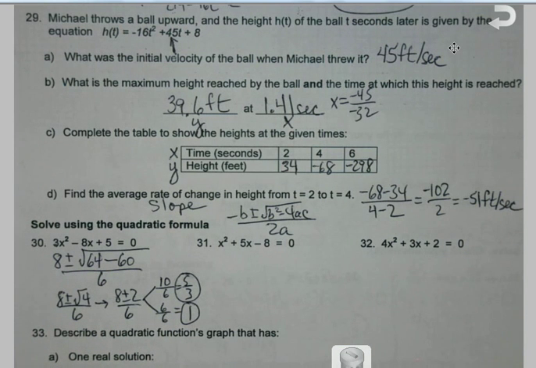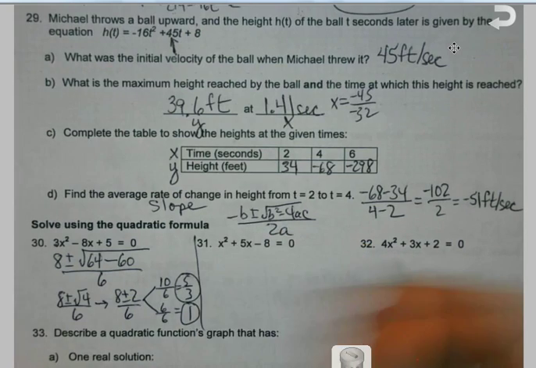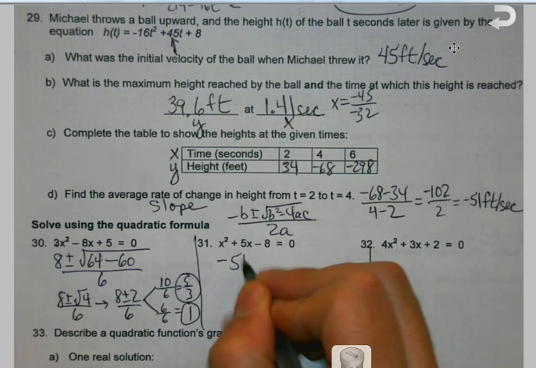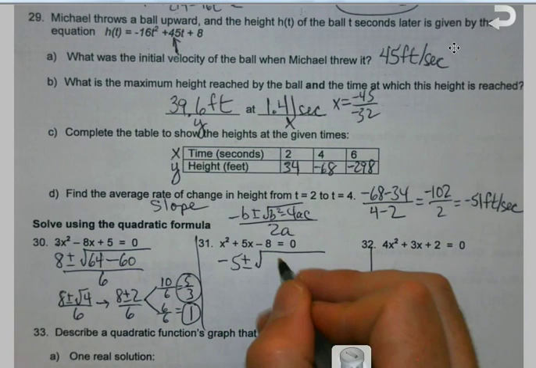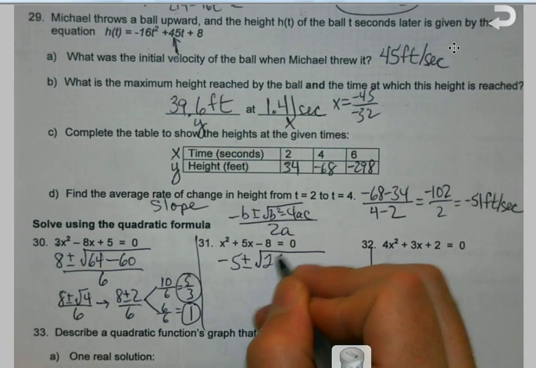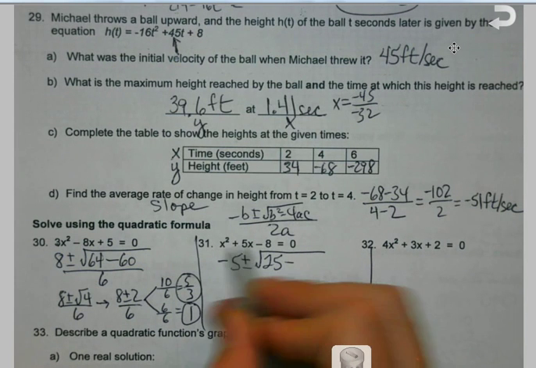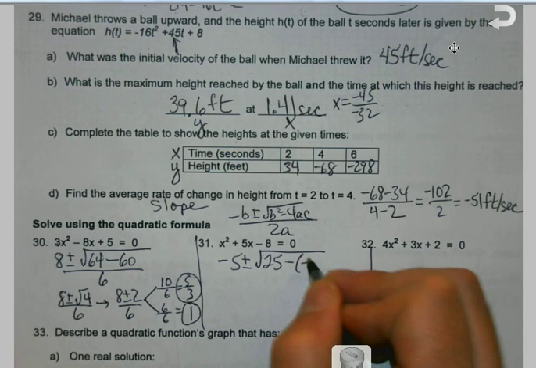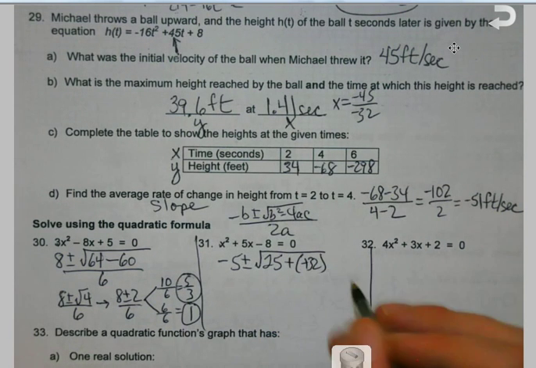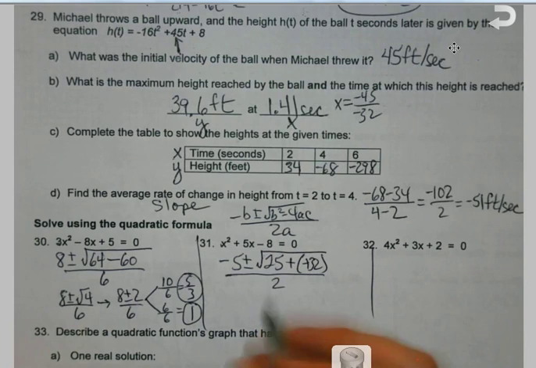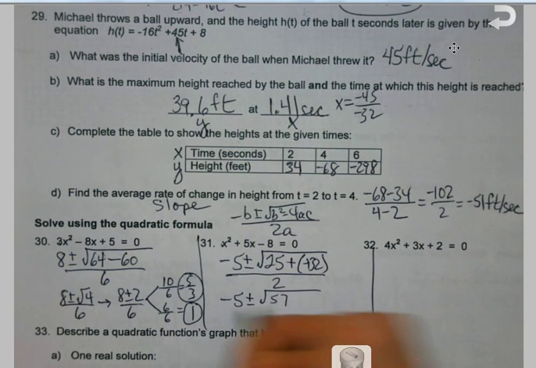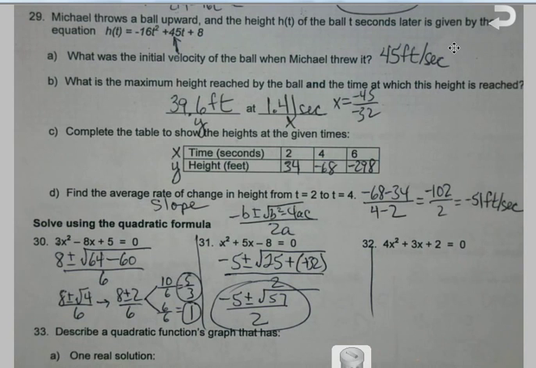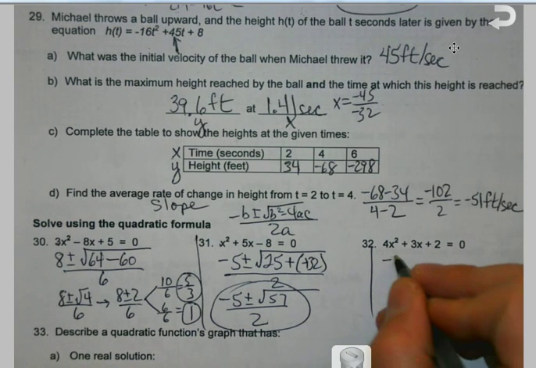Now, will they break down clean every time? No. If I look at this next one, b squared is 25 minus 4 times 1 is 4 times negative 8 is negative 32, which becomes plus. Square root of 57 doesn't break down at all. So this time I can't do anything. So you can see this is going to vary up some.